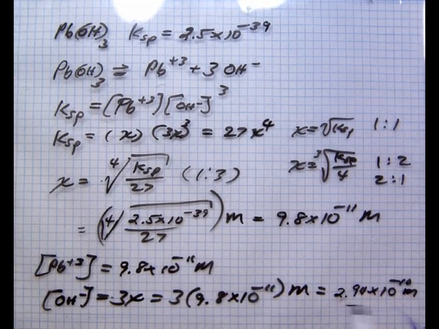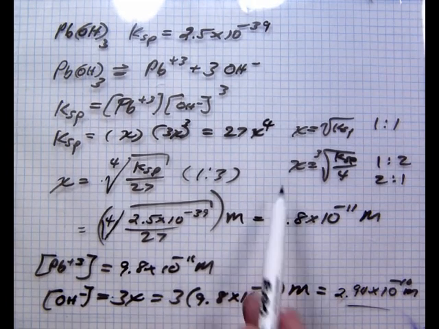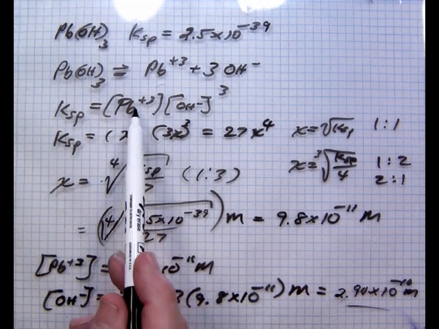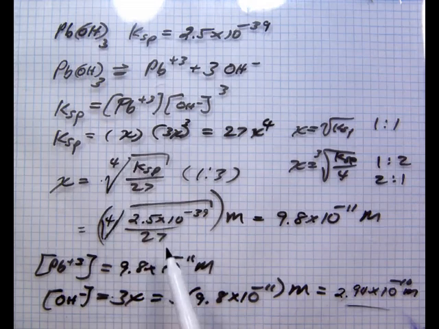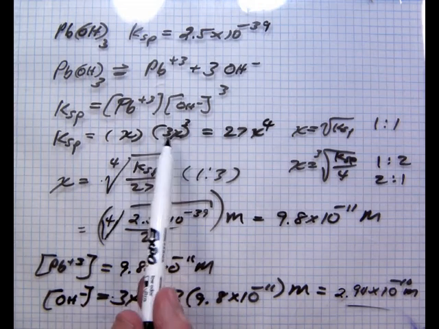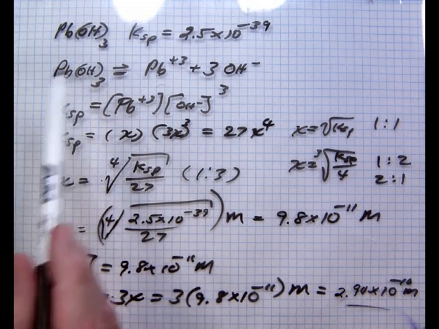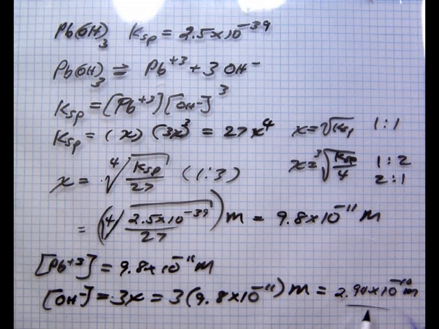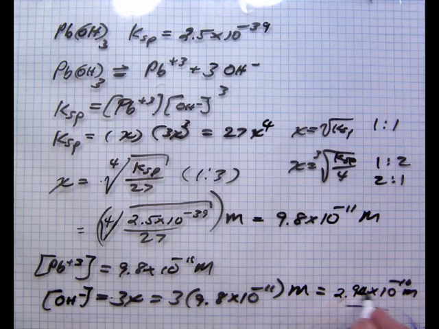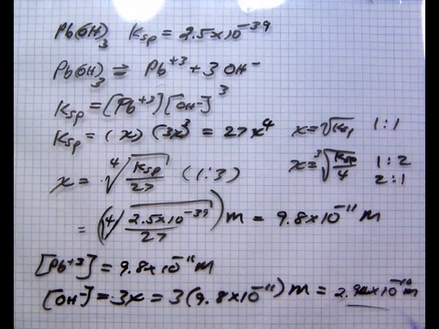So the lead from the Ksp right here is X, and that's the solubility. But for hydroxide, we had to take into account 3 moles from the molecule delivered, so we tripled that, and so there's your hydroxide concentration, 2.94 times 10 to the minus 10. Okay. One more.